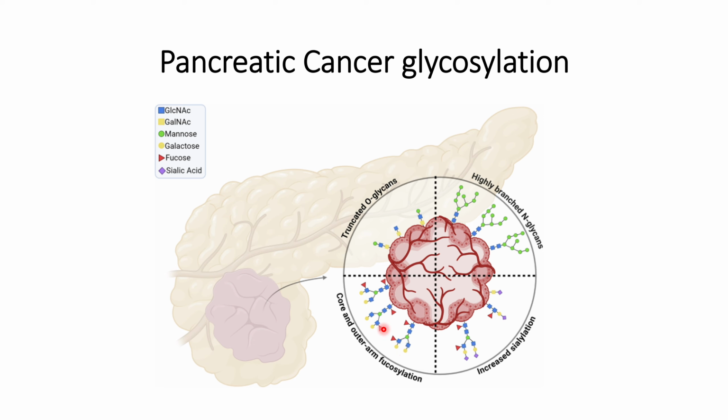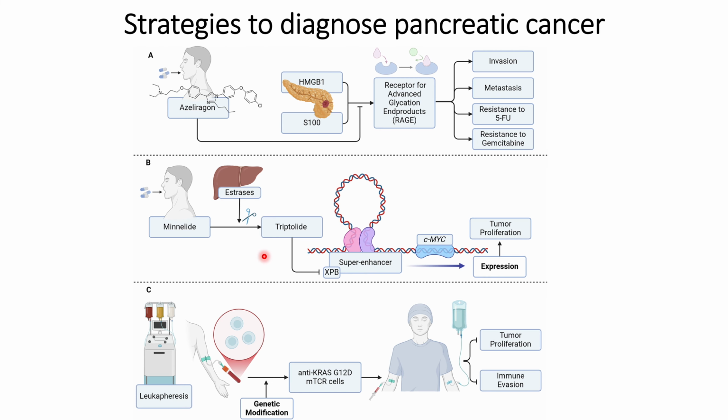All these changes in the glycosylation help the pancreatic cancer cells to evade the immune system, and in another way they also help in tumor progression. So how can these things be used or targeted to prevent the progression of pancreatic cancer cells? One approach mentioned in this paper is to use azeliragon, which is known to compete with RAGE ligands, for example S100 and HMGB1. These ligands in pancreatic cancer cells help the cells towards invasion and metastasis.